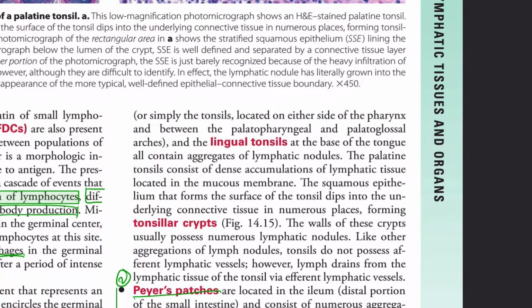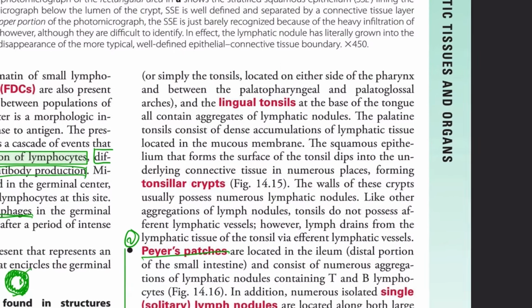The palatine tonsils consist of dense accumulations of lymphatic tissue located in the mucous membrane. The squamous epithelium that forms the surface of the tonsil dips into the underlying connective tissue in numerous places, forming tonsillar crypts. The walls of these crypts usually possess numerous lymphatic nodules, like other aggregations of lymph nodules.